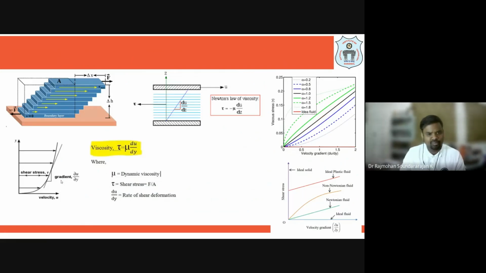Why do losses come into the picture? For that, we should start with Newton's law of viscosity. According to Newton's law of viscosity, the shear stress is directly proportional to the rate of shear strain. Those fluids which obey Newton's law of viscosity are called Newtonian fluids. Those which do not obey it are called non-Newtonian fluids.